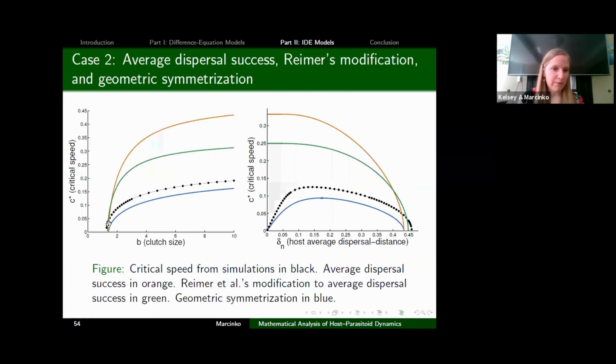So primarily what I want to emphasize here is that geometric symmetrization is a lower bound on the critical speed, and that geometric symmetrization mirrors the qualitative behavior of the critical speed as biological parameters are varied, where we don't see that happening with either average dispersal success or Reimer's modification. So compared to both of these methods, geometric symmetrization is a better estimate of the critical speed, and it gives us this qualitative behavior that is important for understanding the systems.